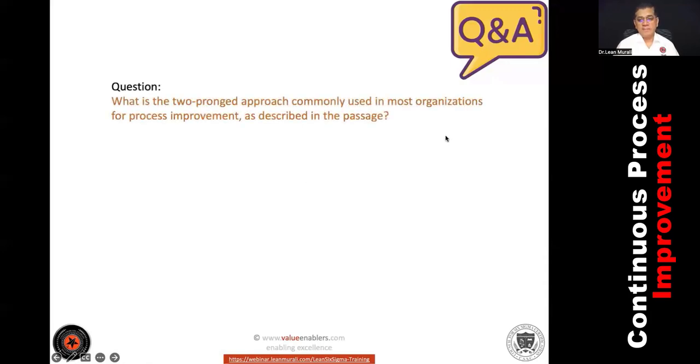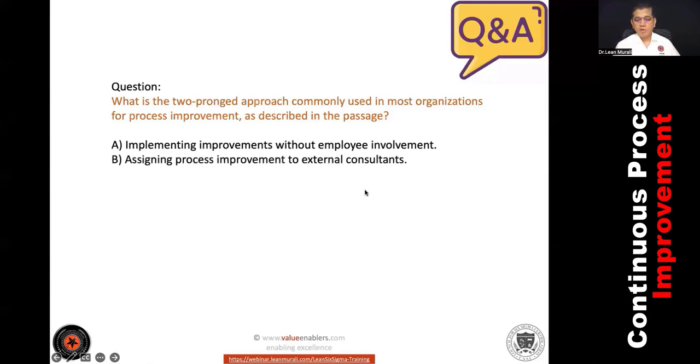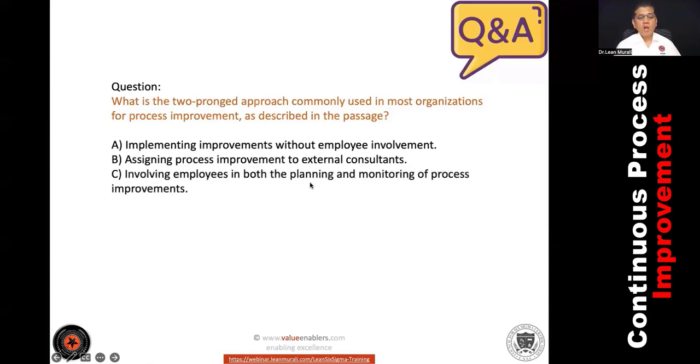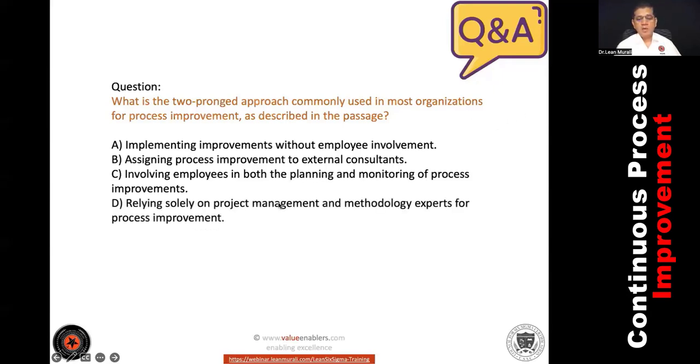The question is here. What is the two-pronged approach commonly used for process improvement? A, implementing improvements without employee involvement. B, assigning process improvement to external consultants. C, involving employees in both planning and monitoring of these process improvements. And D, relying solely on project management and methodology experts for process improvement.